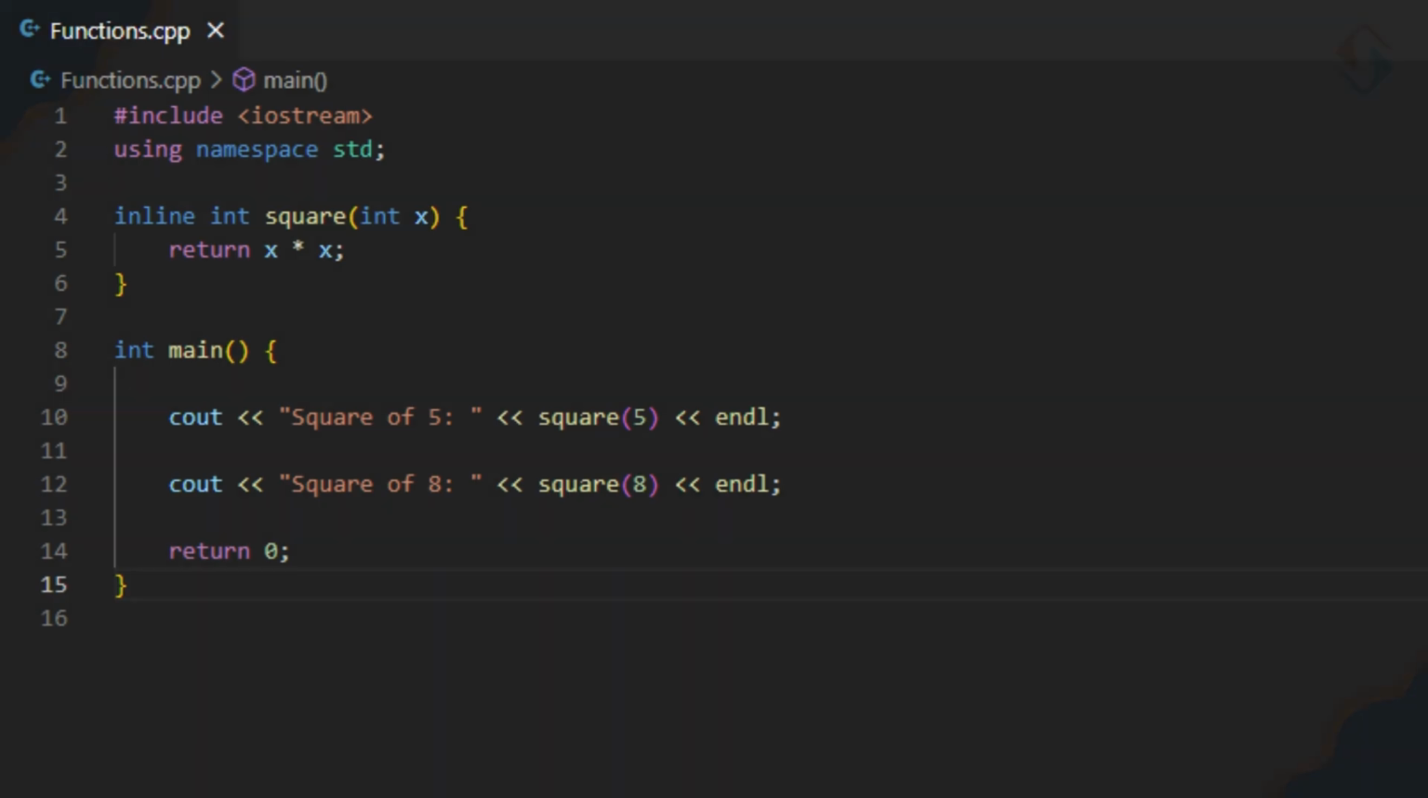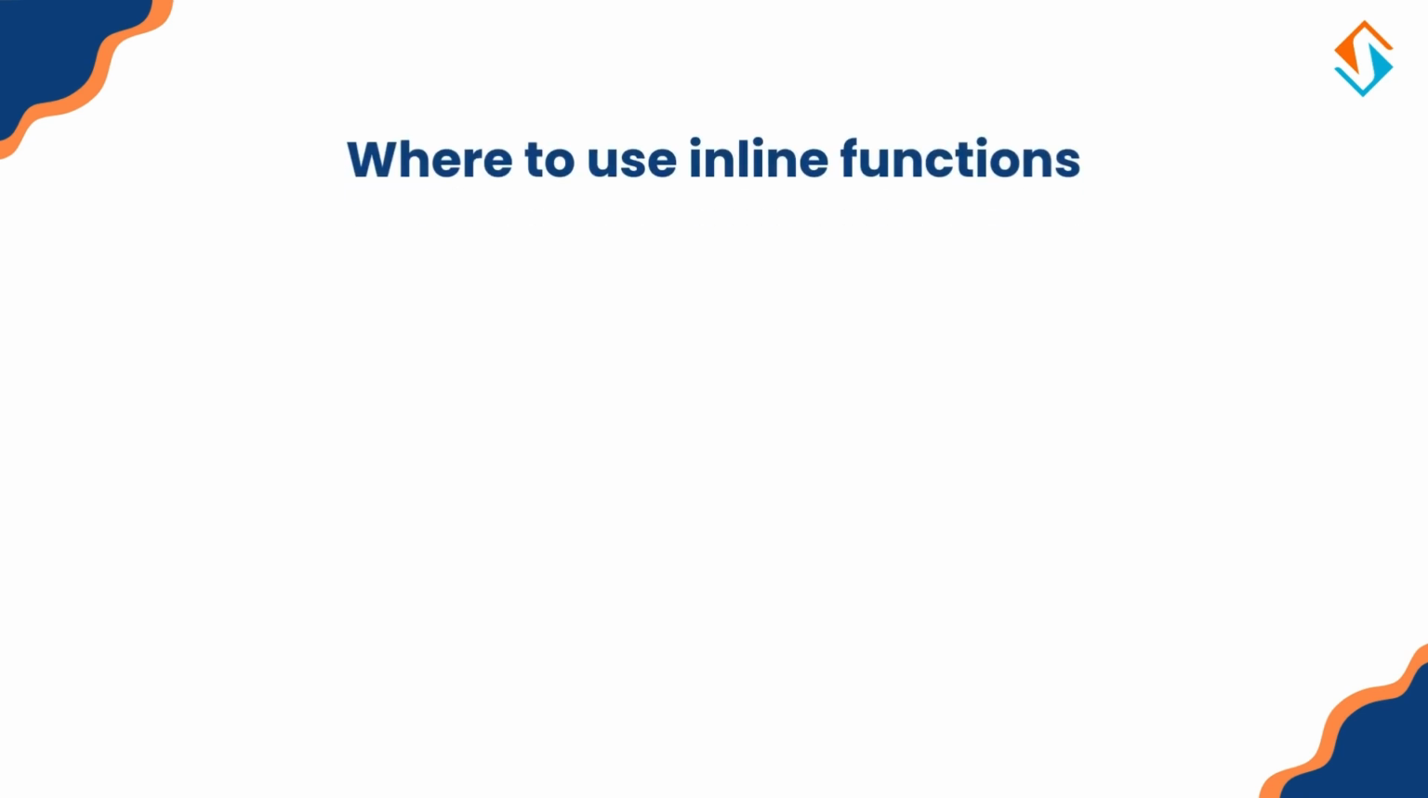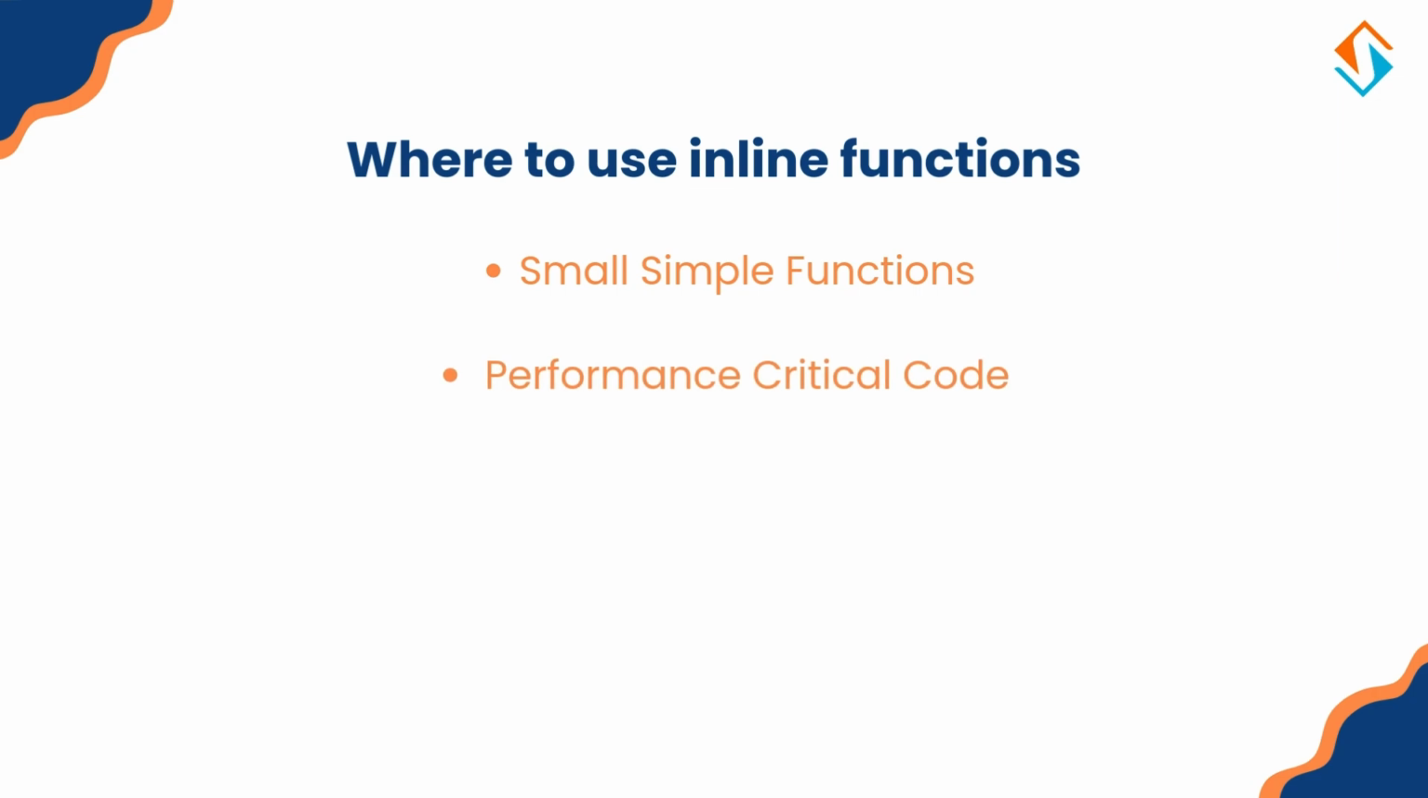Inline functions are great, but they're not a magic solution for everything. Here's when they're most useful. First, small, simple functions. Use inline functions for short functions like mathematical operations or simple logic. Second, performance-critical code. If a function is called repeatedly in performance-critical code, making it inline can help reduce execution time. Third, header files. Inline functions are often defined in header files, so they can be used across multiple files without causing linker errors. But like I said, they're not a magic fix.